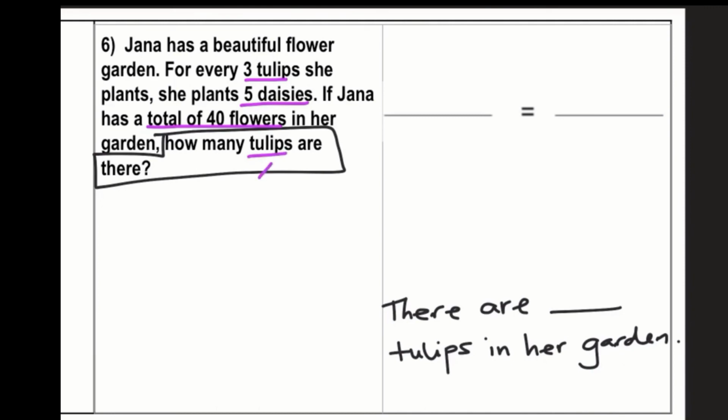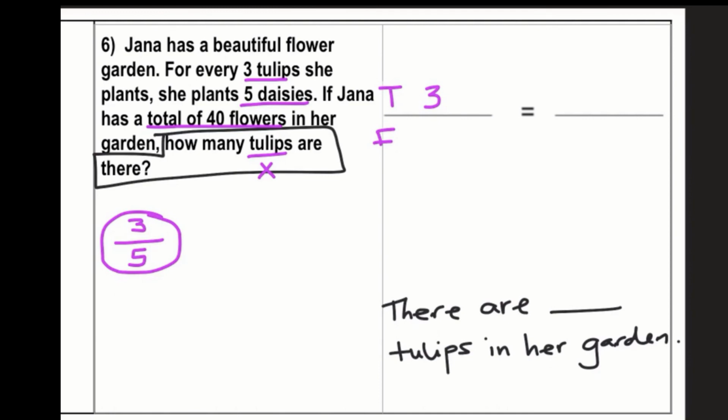So here's my variable, right? So we want to know how many tulips there are to daisies? No, in her garden. So tulips to flowers. So we know that there are 3 tulips, but do we know how many flowers? Well, let's look at this first relationship. We have 3 tulips for every 5 daisies. Right here, how many flowers are we talking about?